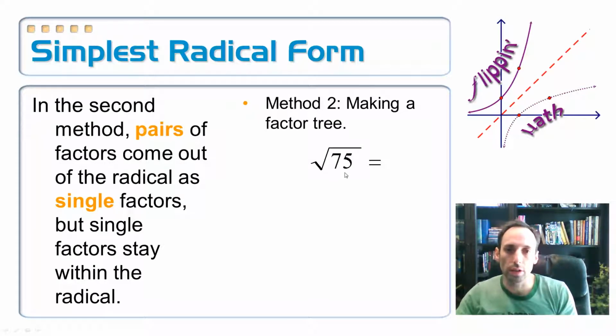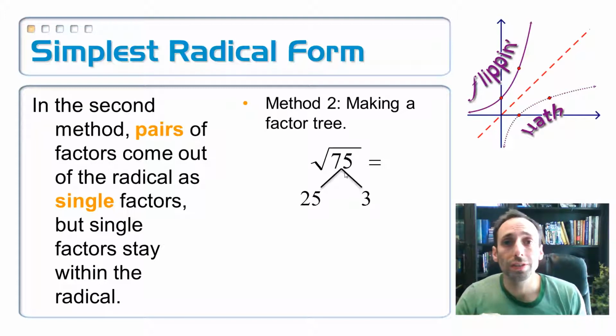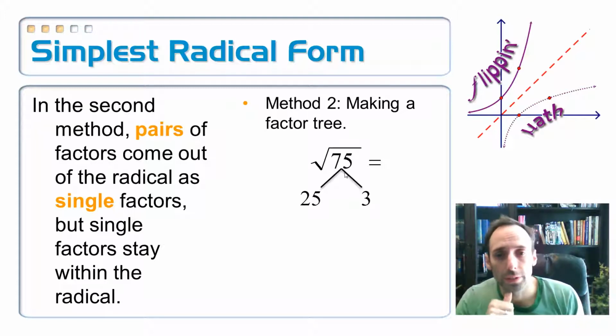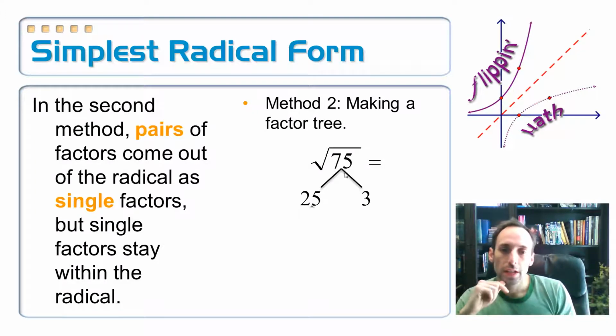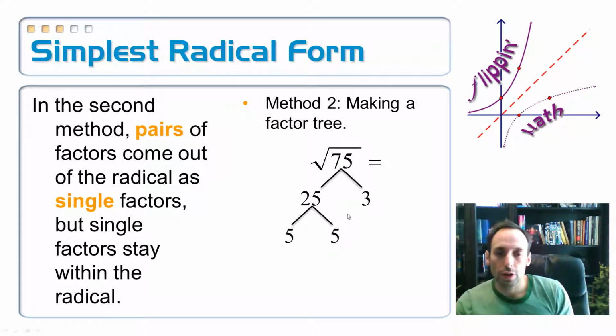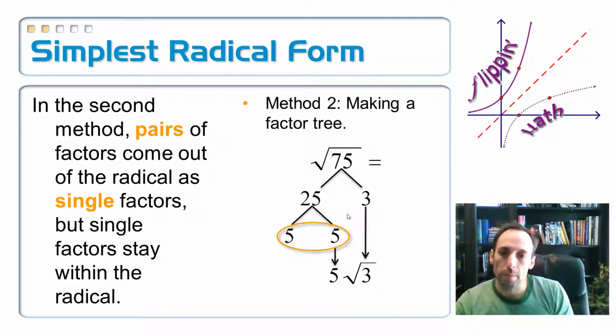So let's take a look. Let's make a factor tree. I know 25 times 3 equals 75. Okay, 25, its factors are 5 and 5. And so I see that I've got a pair of 5s there. I usually circle those. I bring one of them out as a 5, and that square root of 3 that's all by itself has to stay within the radical sign.